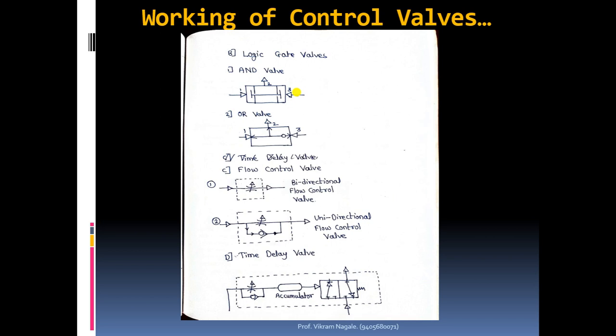Now next is the flow control valve. You can see here this is the lining for the airflow. Okay, and this structure and the arrow over there represents that we can change the cross section for this lining. Means this dotted portion shown here is the flow control valve.